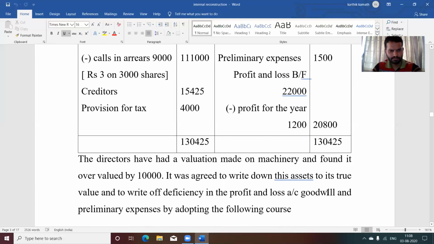Now directors have had a valuation made on machinery and found it overvalued by 10,000. It was agreed to write down this asset to its true value and to write off the deficiency in the profit and loss account, goodwill, and preliminary expenses by adopting the following. So there is one adjustment that we will come to know while solving the journal entry.